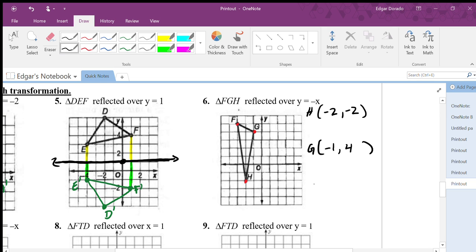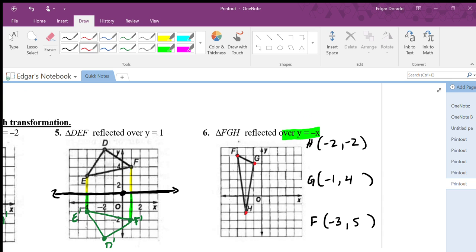And for F, my coordinates are -3, 5. Okay, now we know from this rule of reflection over y equals -x, I have this specific rule. That is that any x comma y will now turn into -y comma -x. So not only do my x and y switch, but they also have to turn negative now. So let's go ahead and do my new image.